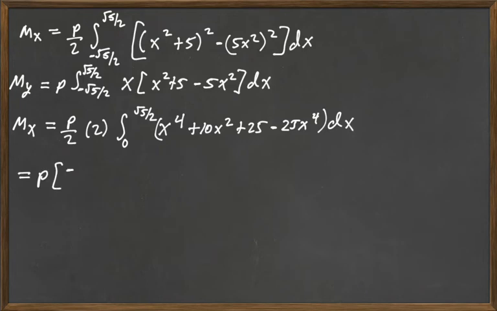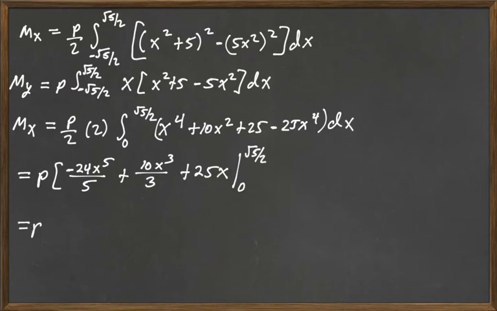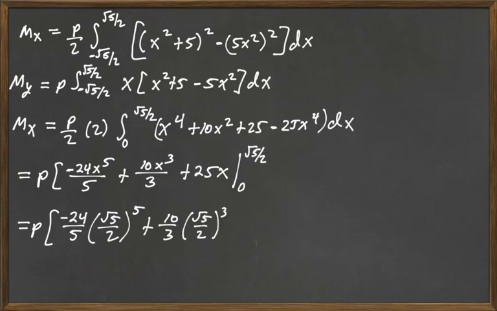So that's going to be rho, and then if I integrate, I got x to the fourth minus 25x to the fourth, or minus 24x to the fourth. So that'd be negative 24x to the fifth over 5, plus 10 over 3 x cubed, plus 25x, and evaluated from 0 to the square root of 5 over 2. So it's going to be rho, negative 24 over 5 times the square root of 5 over 2 to the fifth, plus 10 over 3 square root of 5 over 2 cubed, plus 25 square root of 5 over 2. And then plugging in the lower limit of 0, we just get a bunch of zeros.